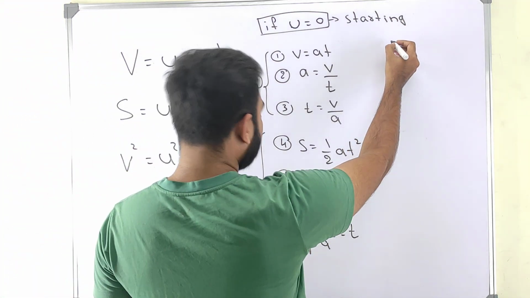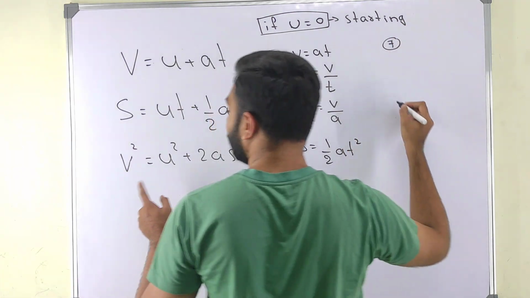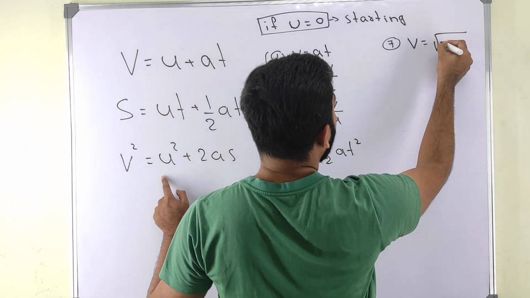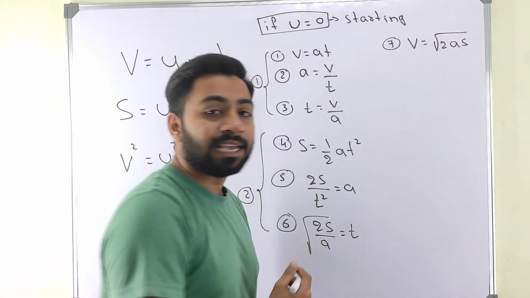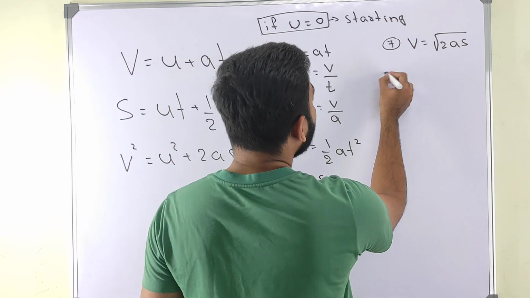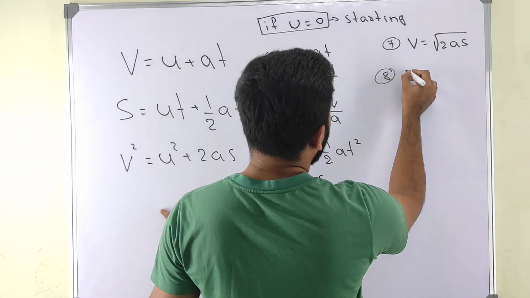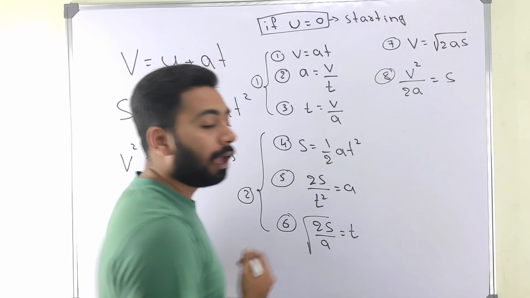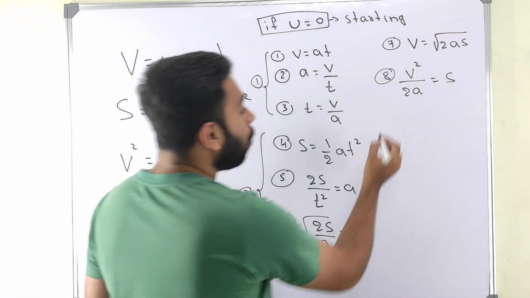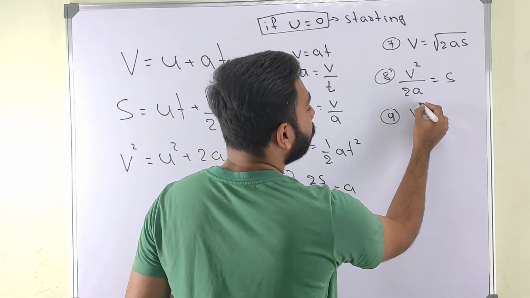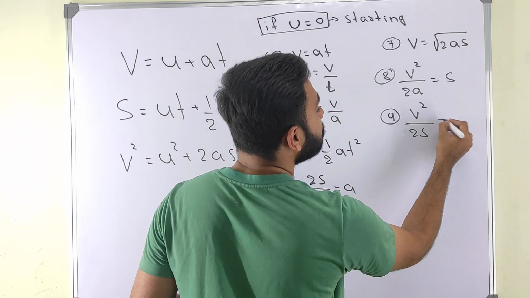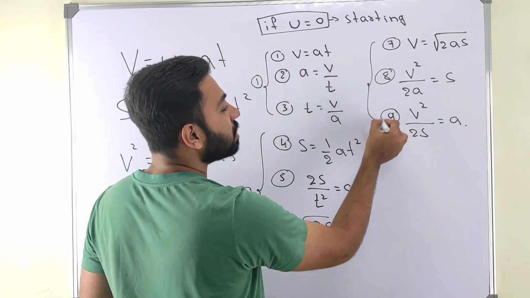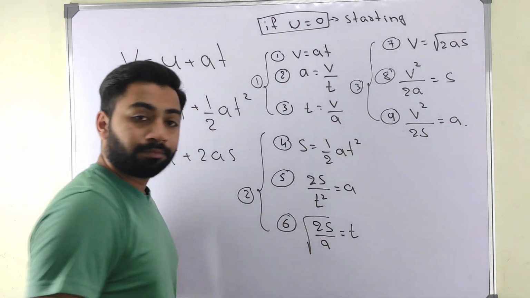Now for the third one, see, if you focus clearly, if I substitute u as 0 here, I can find the final velocity: v is equal to square root of 2as. Yes, I can find it. Now I can find one more thing from here: u square divided by 2a is equal to, yes, I can find from this also. Now I can find one more thing: v square divided by 2s is equal to acceleration. I got all this from the third equation.